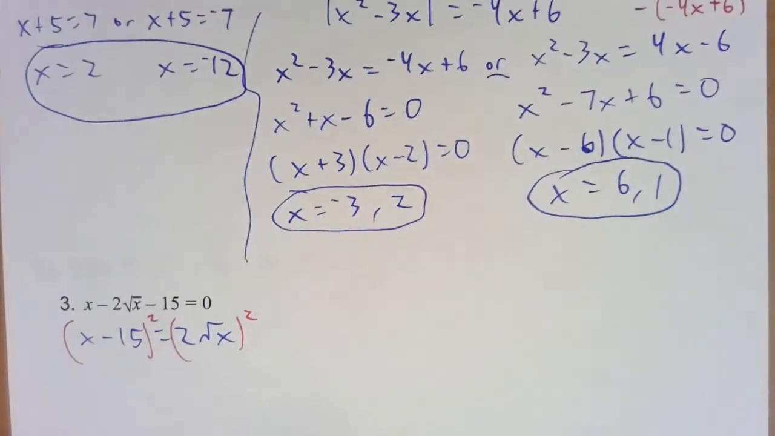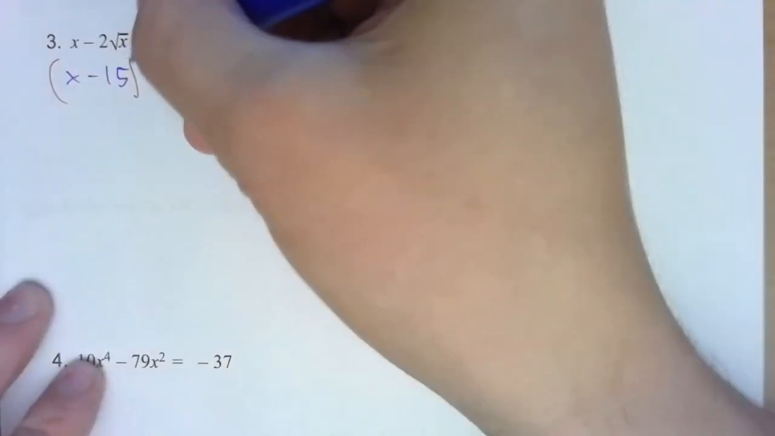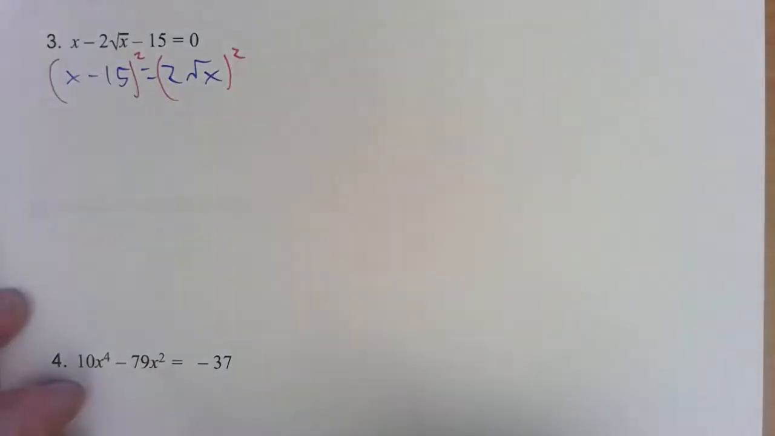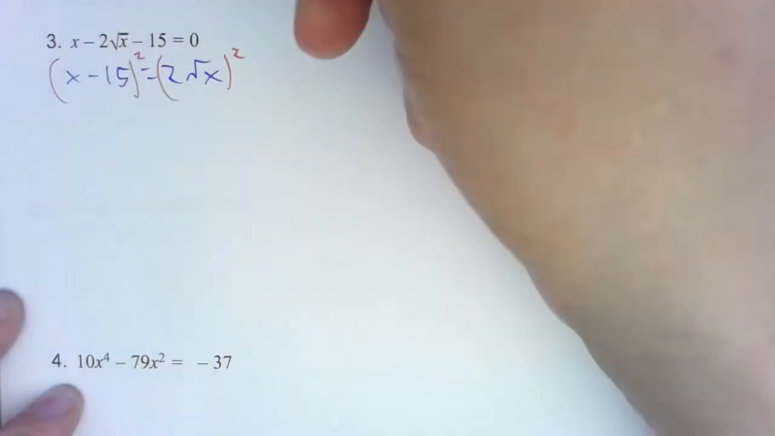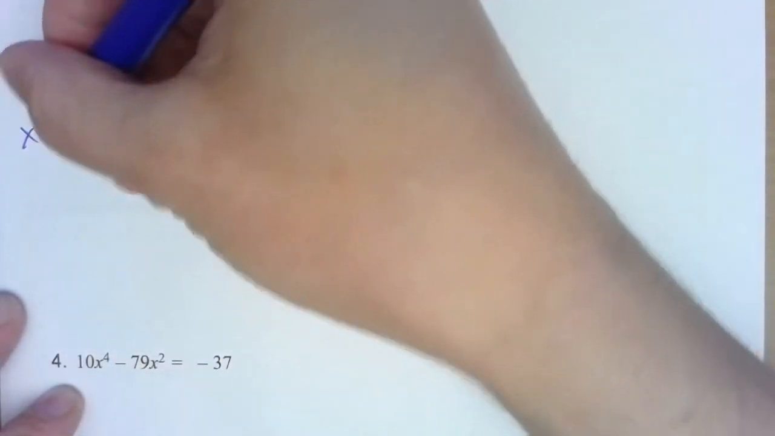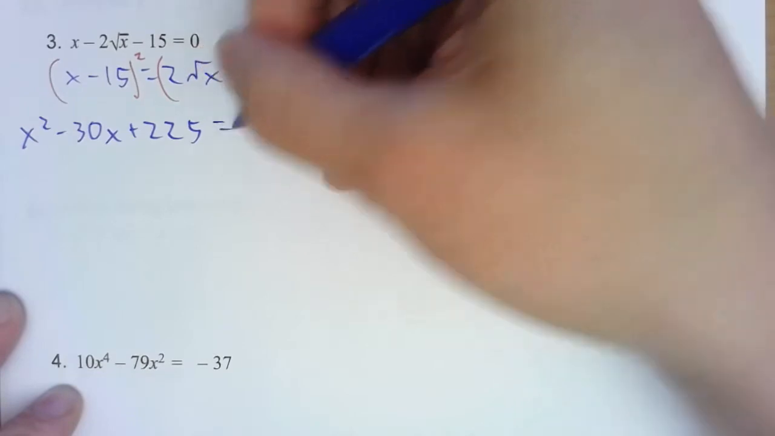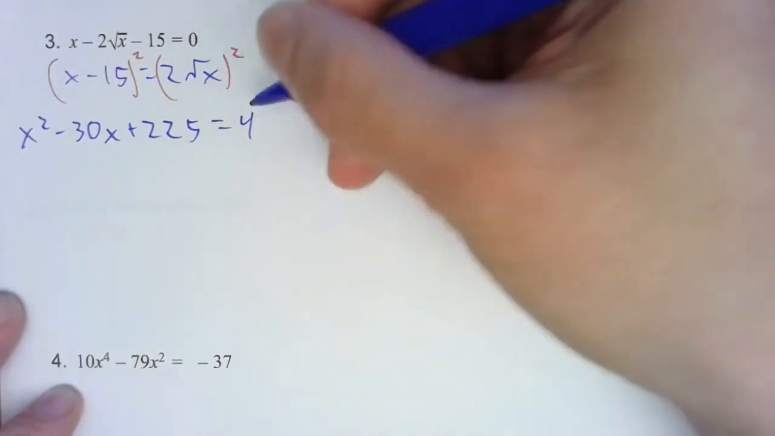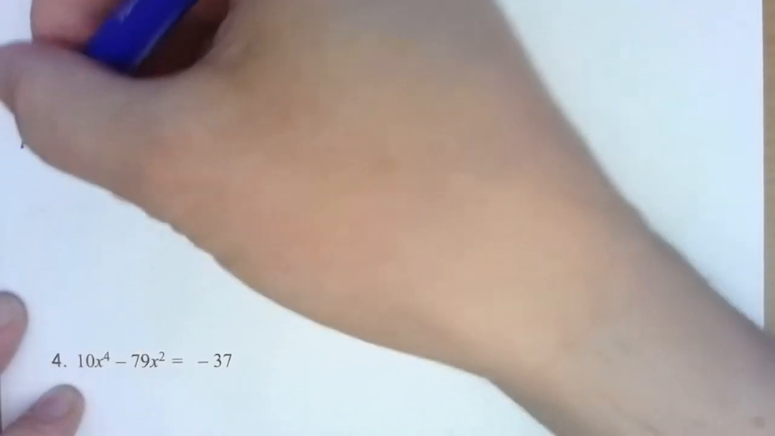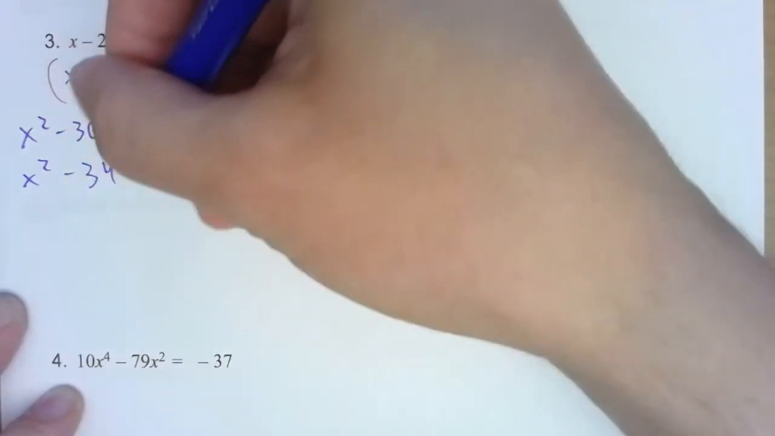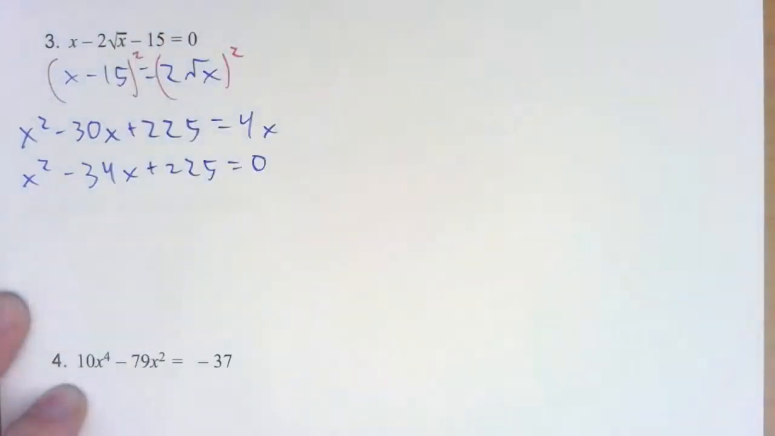And just make sure you actually multiply that out there. That's x minus 15 times x minus 15. There's no just distributing the power, some people say, or something like that. You can't just square those two different things. Multiply that all out: x minus 15 times x minus 15. You're going to get x squared minus 30x plus 225. And then 2 squared is 4. The square root of x squared is x. And then collect your like terms, subtract that 4x over there: x squared minus 34x plus 225 is 0.